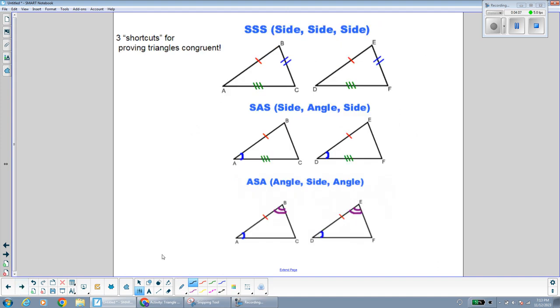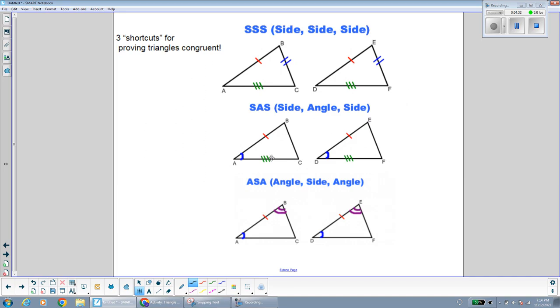Here are our first 3 methods for proving triangles congruent, our first 3 shortcuts. There are a total of 5. The first 3 that we're going to talk about in this video are SSS, which is side, side, side, SAS, which is side, angle, side, and ASA, which is angle, side, angle. SSS means that all 3 pairs of corresponding sides between the two triangles are congruent to each other.